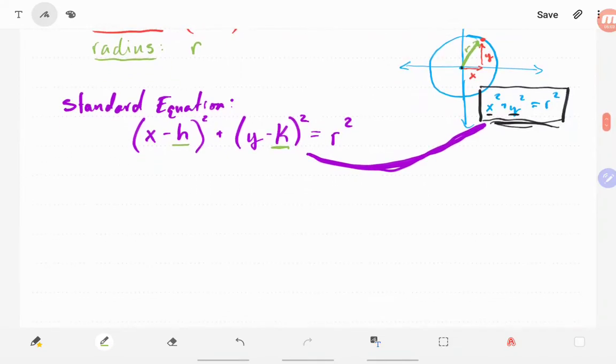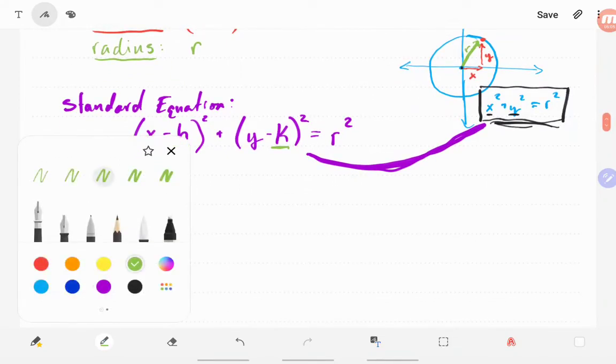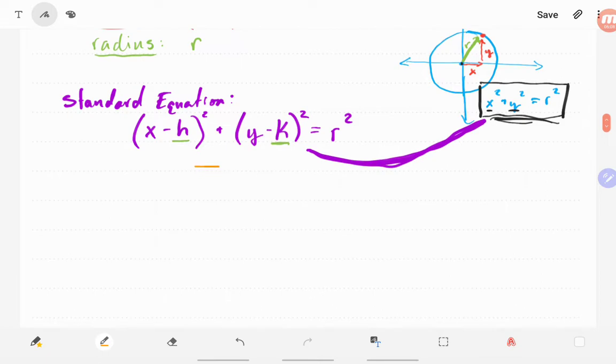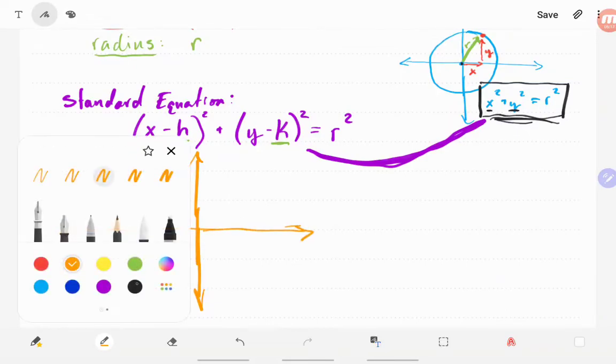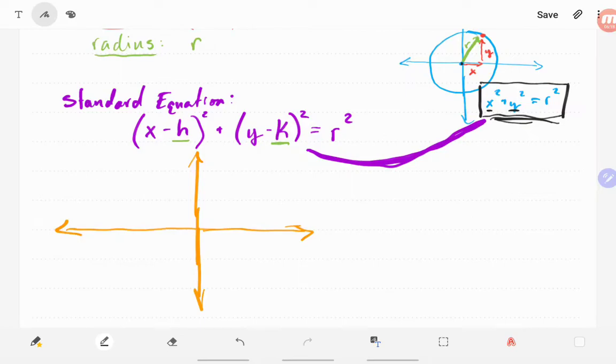So now if I were to graph this circle, let's draw ourselves a nice little graph here. If I were to plot this circle, and it can be anywhere, right? This is just an arbitrary circle with center of hk.